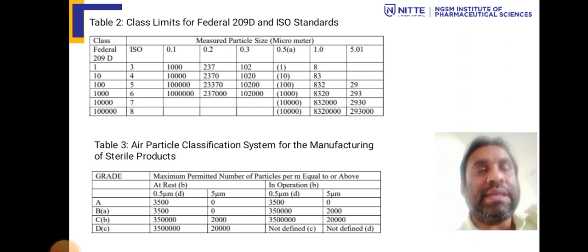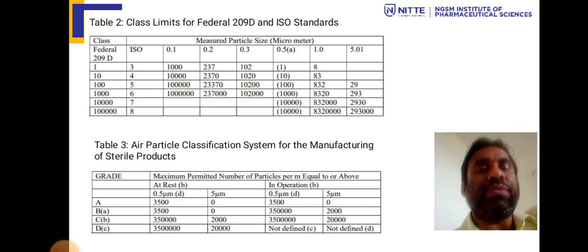The table increases 10 times as you go from Federal standard 1 to 10, 10 to 100, 100 to 1000, 1000 to 10,000 and to 1 lakh. Same way, 1 represents ISO 3, 10 represents ISO 4 and 100 represents ISO 5 and so on.